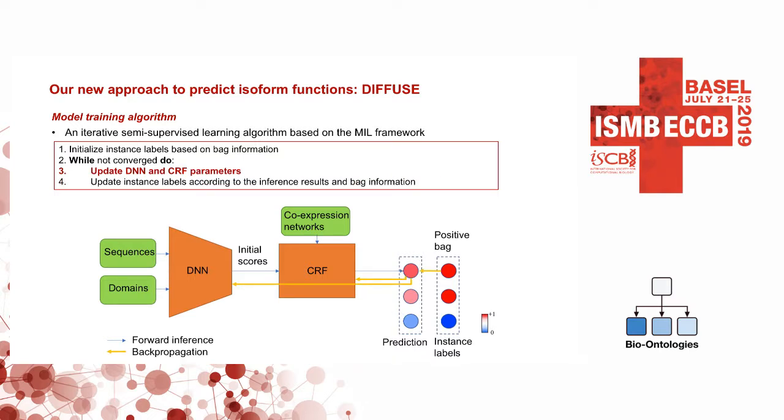Then with the new labels, we can train the model parameters again, and we alternate the model parameter updating and the instance label updating, these two steps, until we reach convergence.